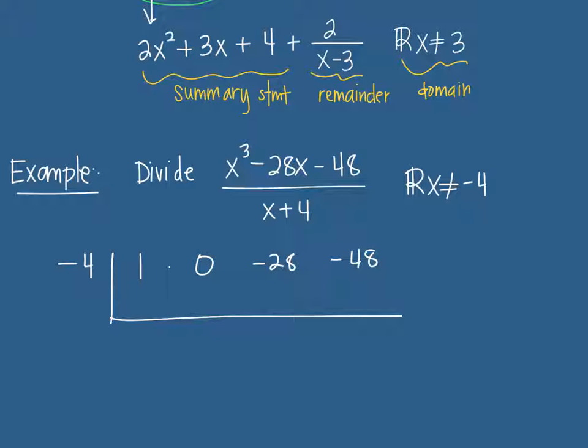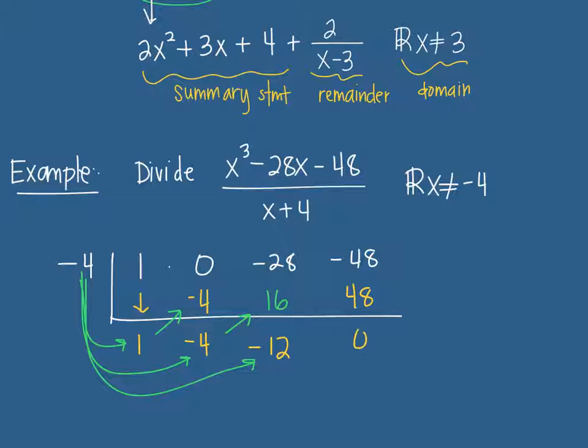And then, once you've got the 0 in the position that was missing, you can drop the 1, multiply by the negative 4, which will give me negative 4. Combine, which will still give me negative 4. And then multiply again. Negative 4 times negative 4 is going to give me 16 as a positive number. When I combine those, I get negative 12. And then my last multiplication, negative 4 times negative 12 is 48. And this time I combine them and I get 0.